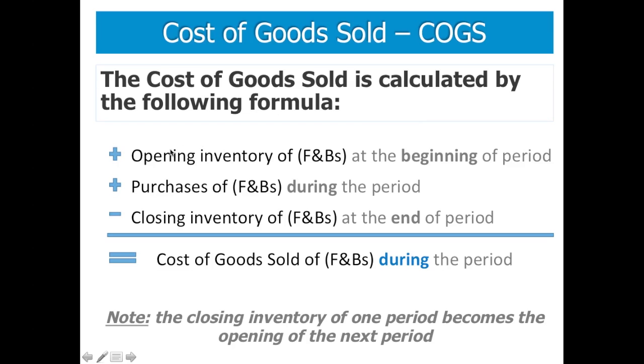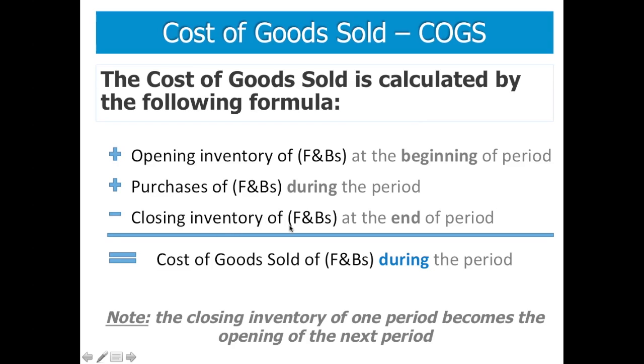For all of these values, of course, you need to have a good record keeping system in order to put the appropriate values here: the value of the opening inventory, the value of purchases during the period, minus the closing inventory. This will give us the cost of goods sold of the foods and beverages during the entire year of 2013.